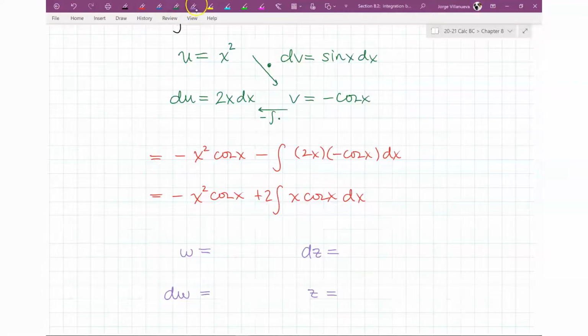So remember, we're integrating by parts only for this part right here, okay? Just for that part.